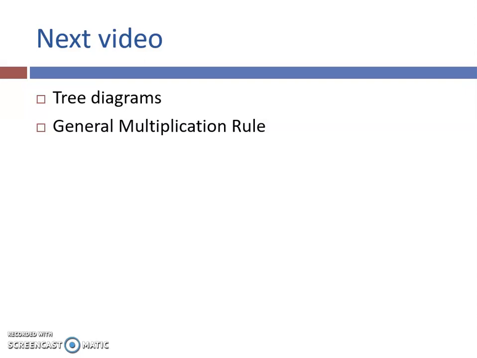In our next video, we're going to be looking at tree diagrams, how they're going to help us solve some problems and keep our probabilities straight. And then we're also going to learn about the general multiplication rule. In our last section, we learned about the addition rule, so now it's only fair that we learn about the multiplication rule.